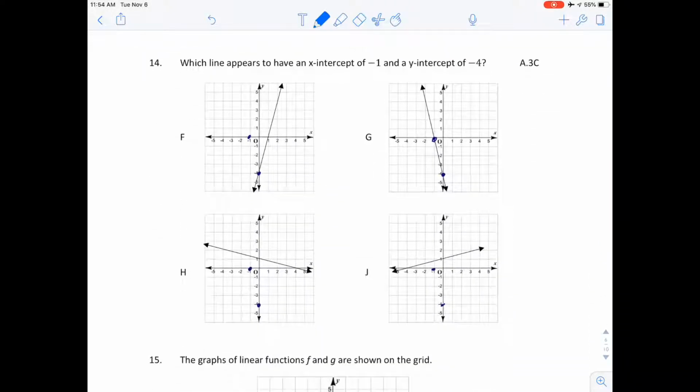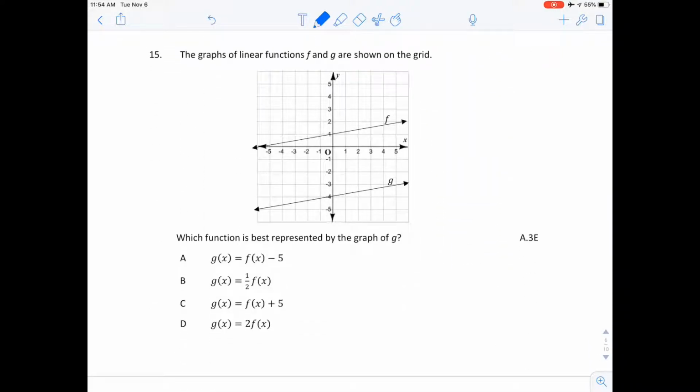All right. Number 14, which line appears to have an x-intercept of negative 1 and a y-intercept of negative 4? So we've got some points on here already. Negative 1 for the x-intercept, y-intercept of negative 4, that's G.